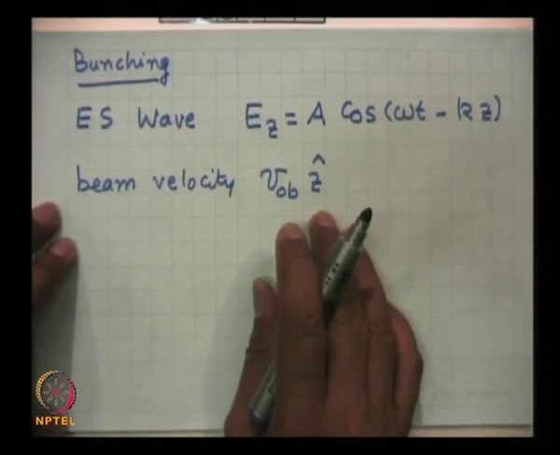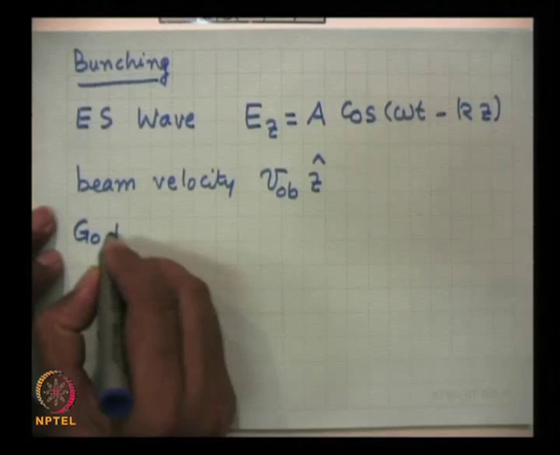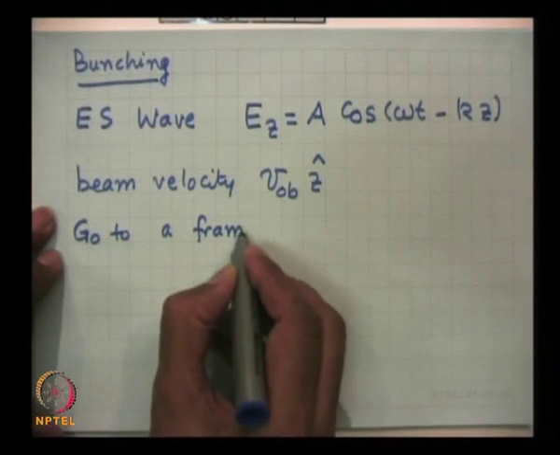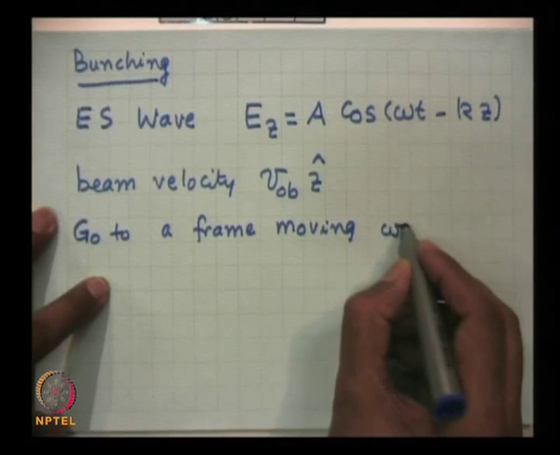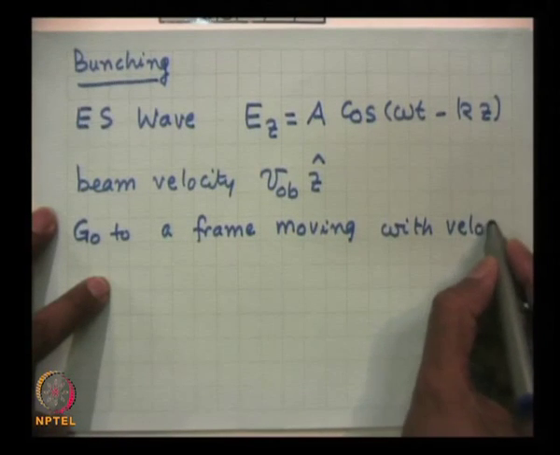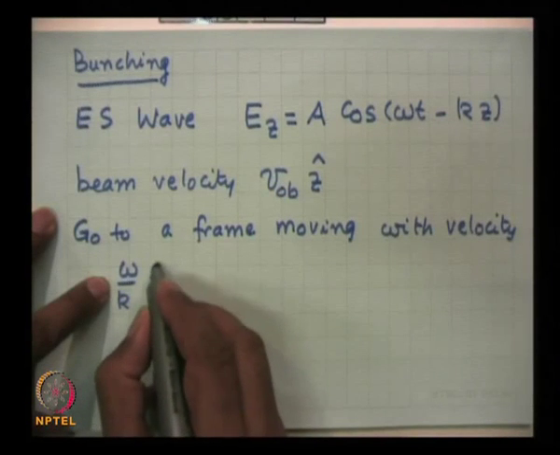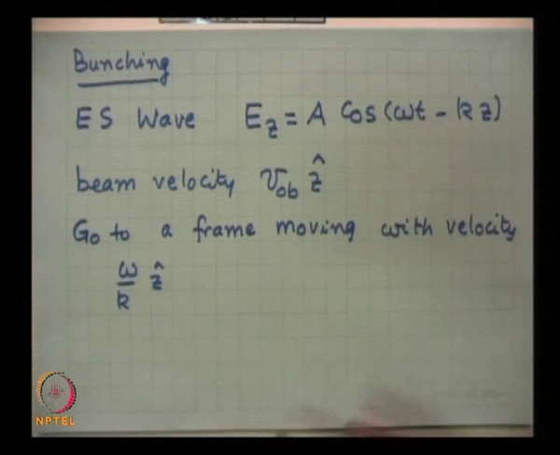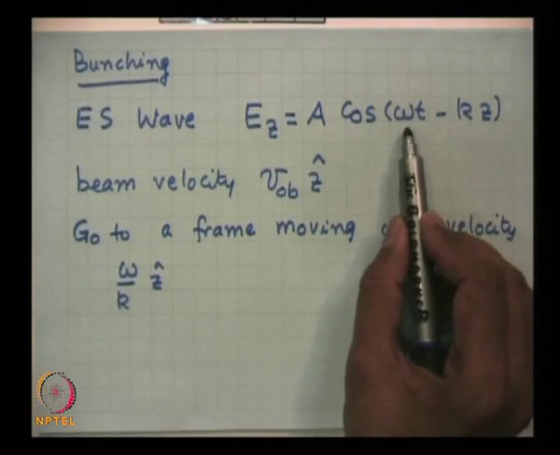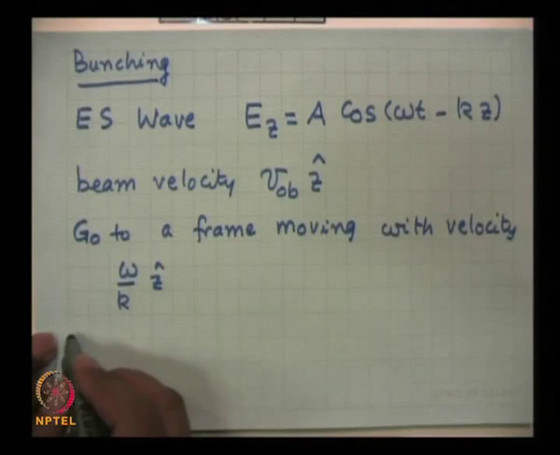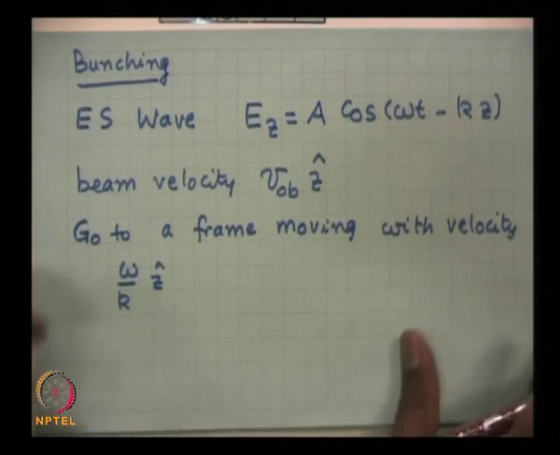In order to understand this interaction between electron beam and the wave, go to a frame of reference moving with velocity of the wave, of value omega by k in the z direction. If you go to a frame of reference moving with this velocity, in that frame the Doppler shifted frequency of the wave will be 0. So, in this frame the electric field will be like this. Let me write down the electric field of the wave in this frame.